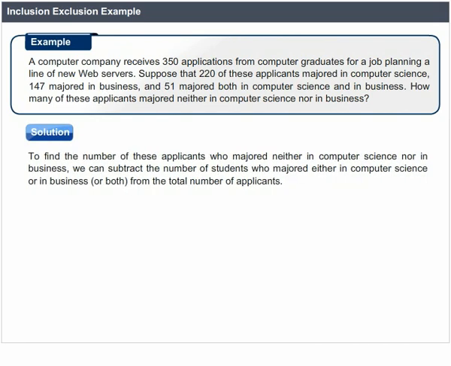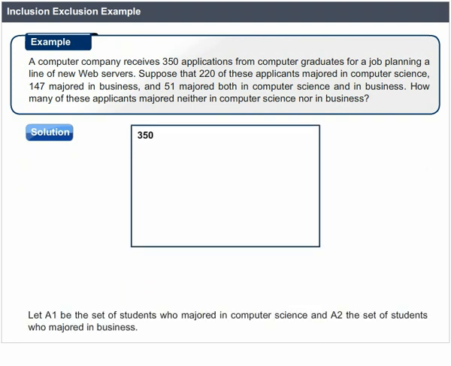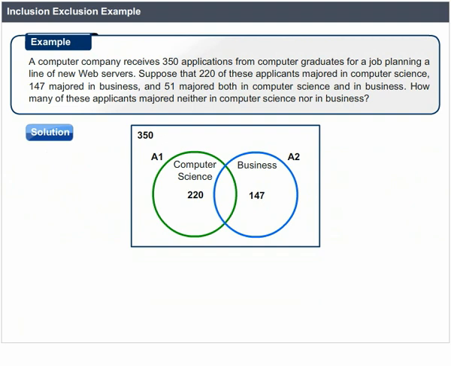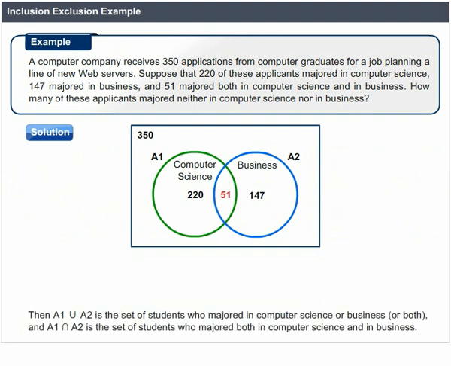Solution. To find the number of these applicants who majored neither in computer science nor in business, we can subtract the number of students who majored either in computer science or in business or both from the total number of applicants. Let A1 be the set of students who majored in computer science and A2 the set of students who majored in business. Then A1 union A2 is the set of students who majored in computer science or business or both, and A1 intersection A2 is the set of students who majored both in computer science and in business.